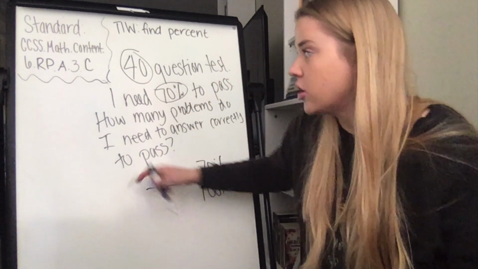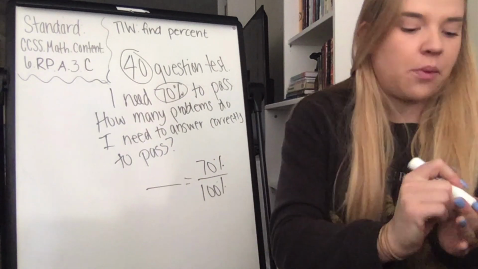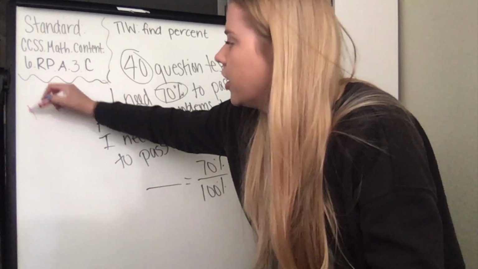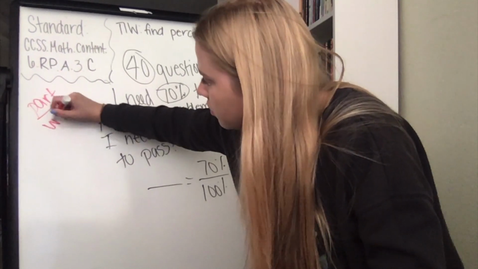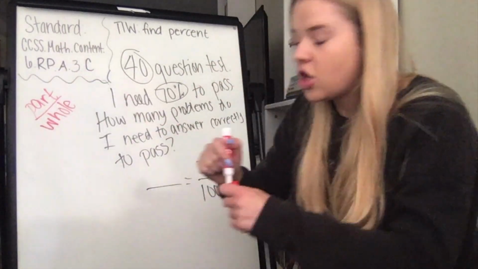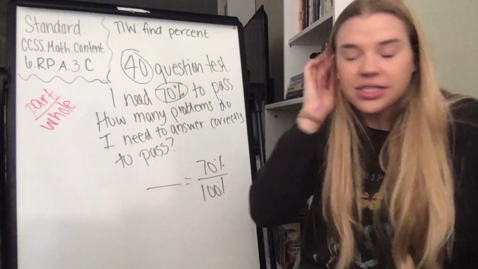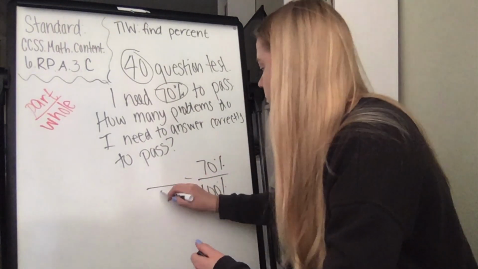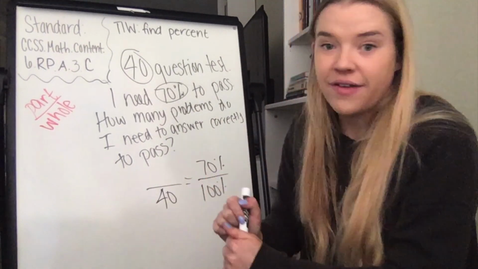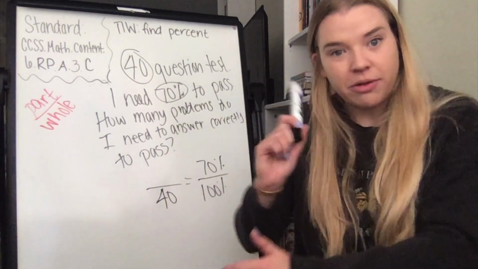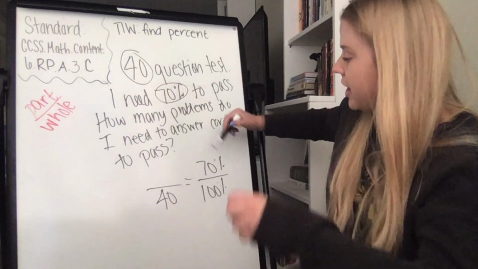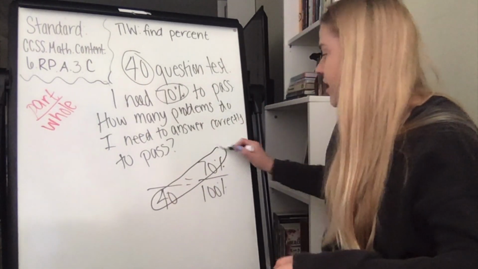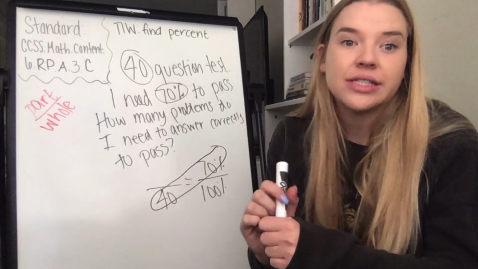Remember, it's always part on top. I'm actually going to write this over here so that we don't forget. Part over whole. So if that's the entire test, that's going to go on the bottom. Now I have 3 values, so now I can multiply across, divide by what's left. Pause, solve it. So if you multiplied the diagonal, that's 40 times 70, you should have got 2,800.